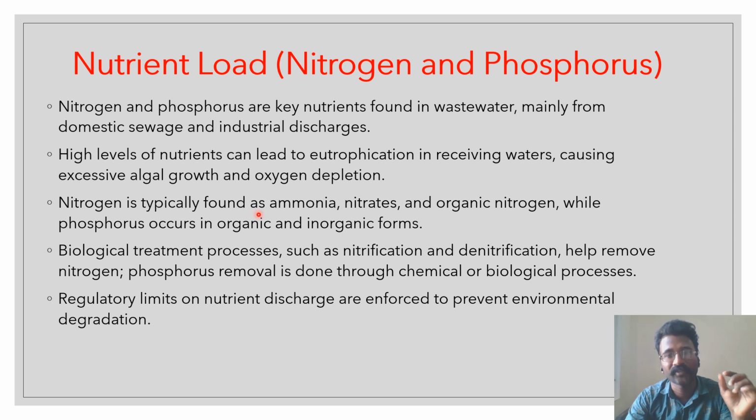Nitrogen is typically found as ammonia, nitrate, and organic nitrogen, while phosphorus occurs in both organic and inorganic forms. Biological treatment processes such as nitrification and denitrification help to remove nitrogen. Phosphorus removal is done through either chemical or biological processes. Regulatory limits on nutrient discharge are enforced to prevent further environmental degradation.